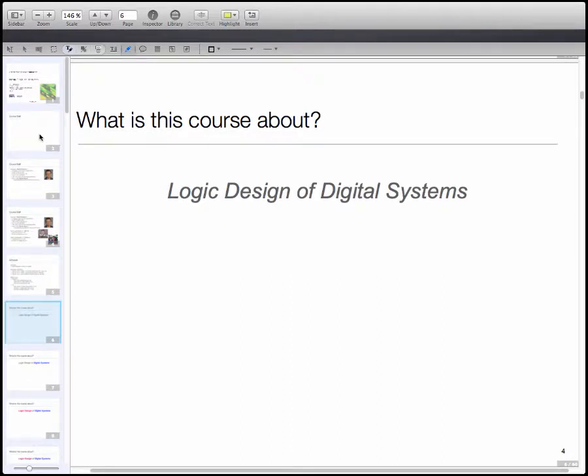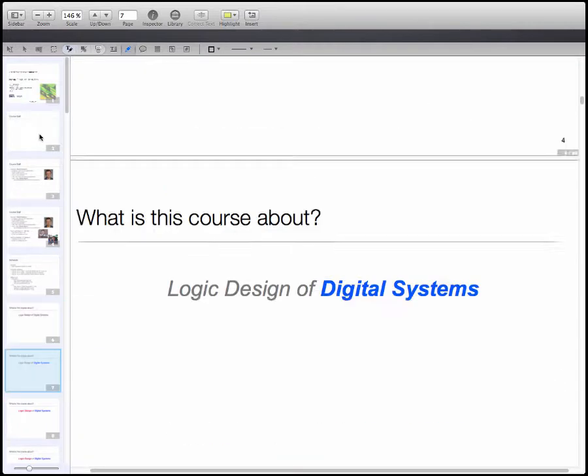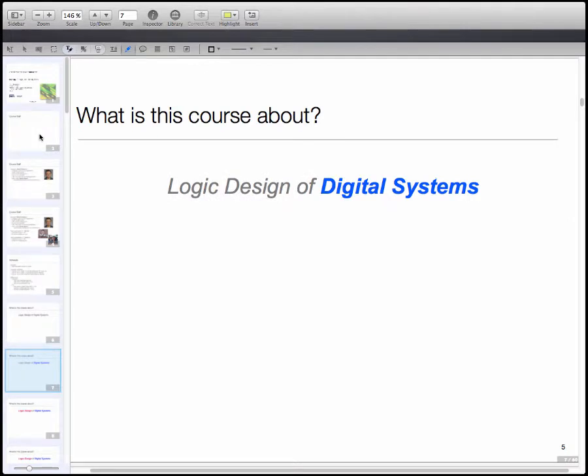Okay, so what is this course about? Its title is Logic Design of Digital Systems, and there are a couple of things that come up here. One is digital systems. So does anyone want to mention what a digital system is? Come on, anyone here? What does digital suggest? Ones and zeros, okay. What else?